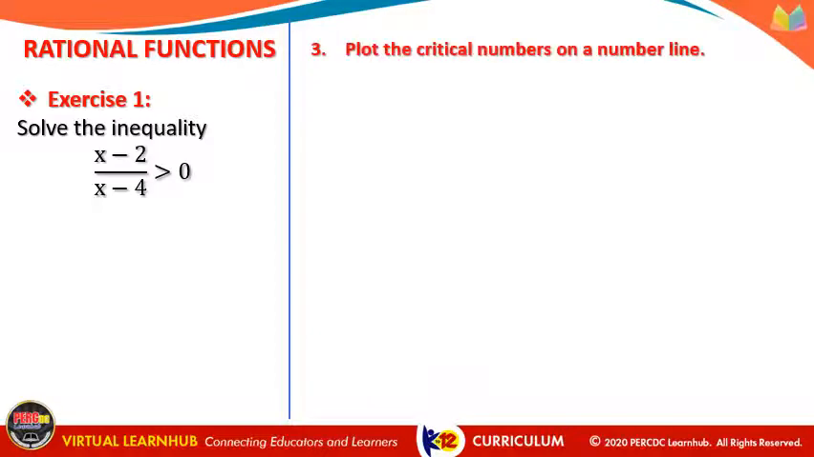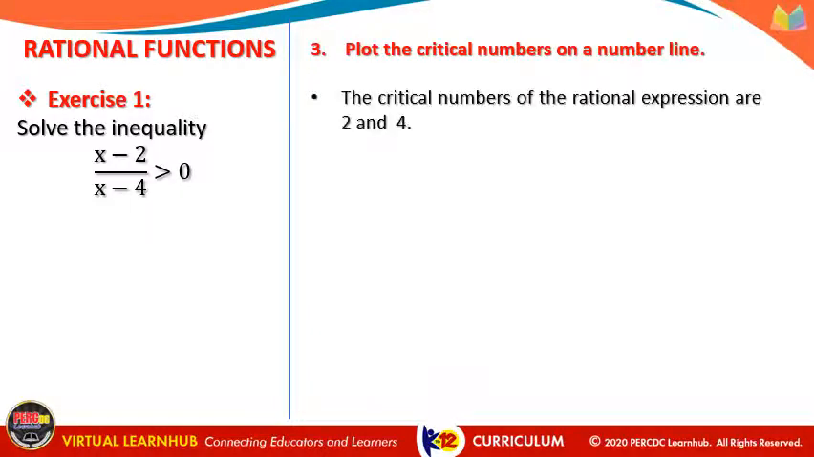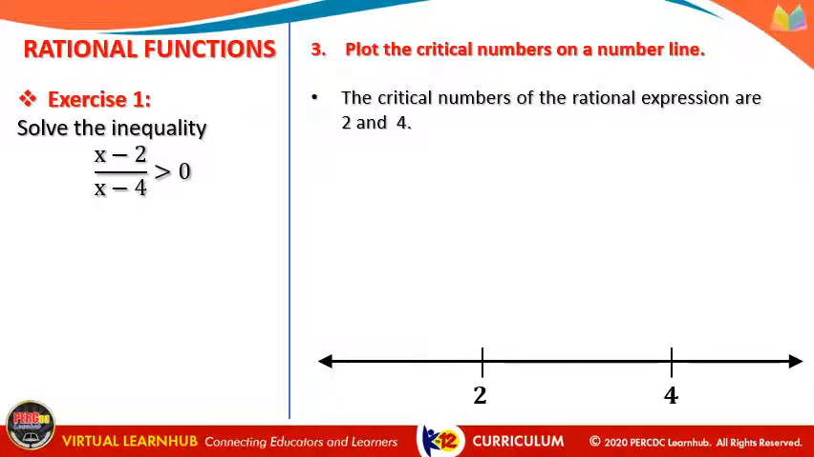Step number 3, let us now plot the critical numbers on a number line. So again, from our previous solution, we found out that the critical numbers are positive 2 and positive 4. Thus, ilalagay natin sa number line yung positive 2 and positive 4. Now, tignan natin. Anong ilalagay natin sa 2 at sa 4? Hollow circle ba or solid circle?